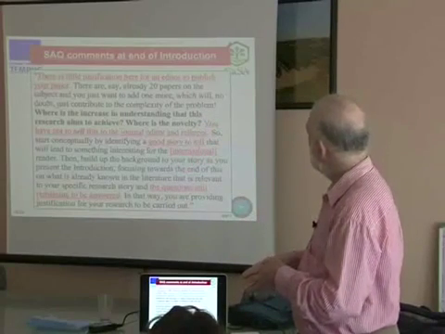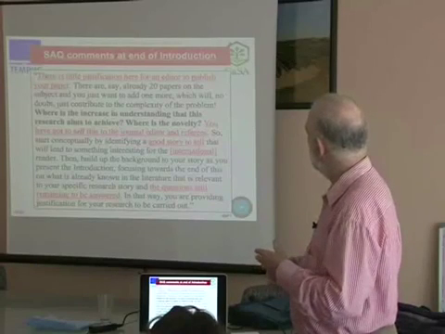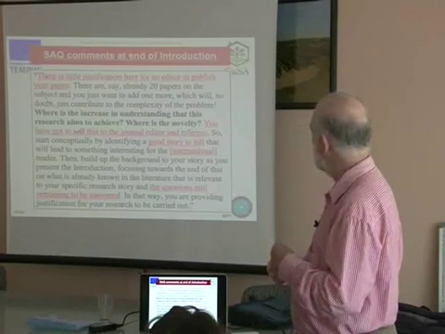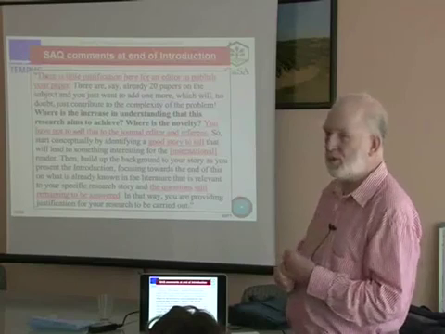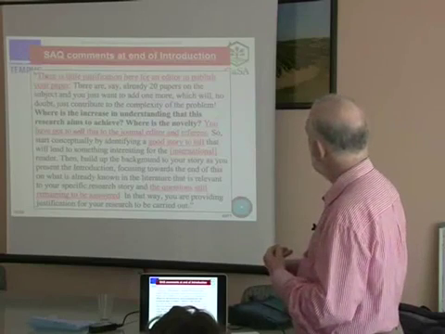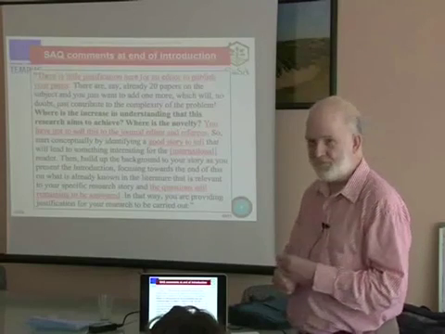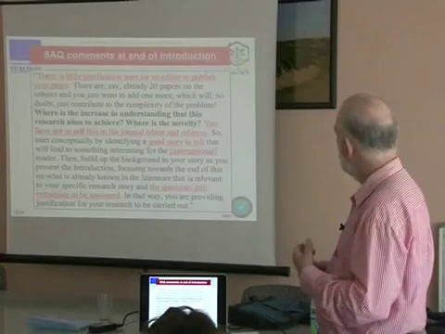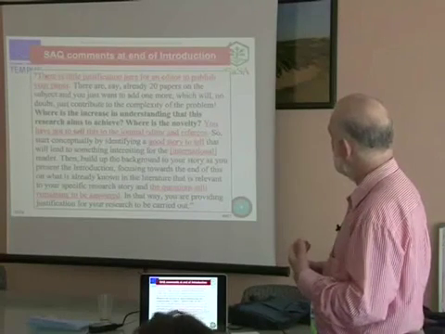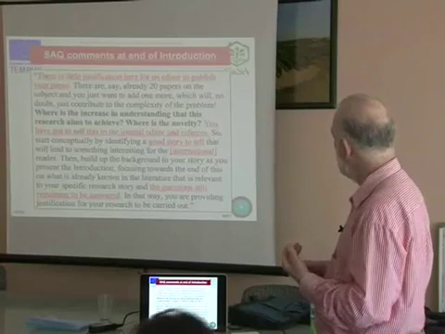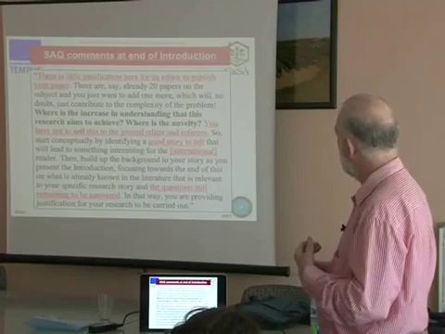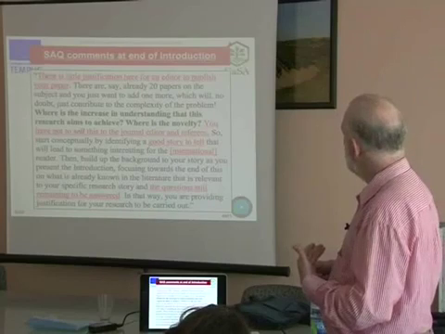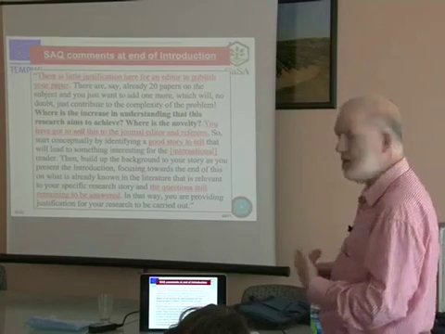And it says, there is little justification here for an editor to publish your paper. There are, say, already 20 papers on the subject, and you just want to add one more, which will no doubt just contribute to the complexity of the problem. Where is the increase in understanding that this research aims to achieve? Where is the novelty? You have got to sell this to the journal editor and the referees. So start conceptually by identifying a good story to tell, a story that will lead to something interesting for an international reader.